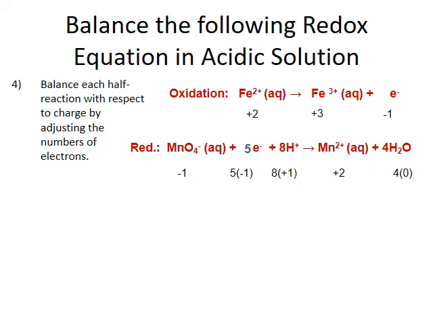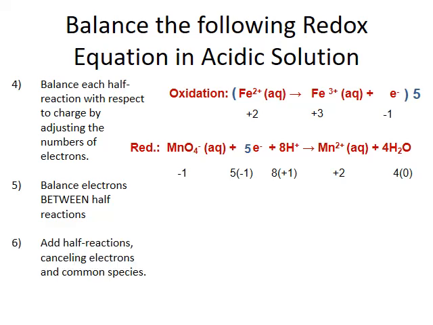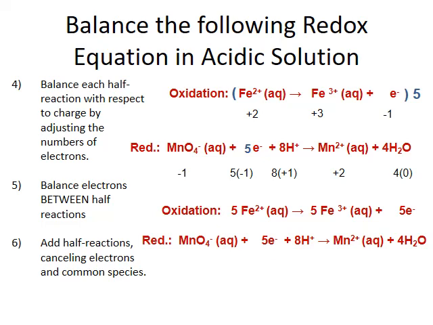Our next step will be to balance the electrons between the half reactions. And again, this just means getting the same number of electrons in both half reactions. We have 1 electron in the oxidation half reaction and 5 in the reduction. The least common multiple of these two numbers is 5. So we simply need to multiply everything in the oxidation half reaction by 5 in order to get the same number. Now I'll rewrite both half reactions below with the adjusted coefficients before I proceed to the last step, which is to add everything together.